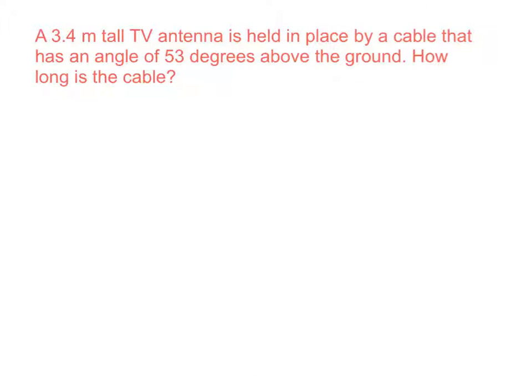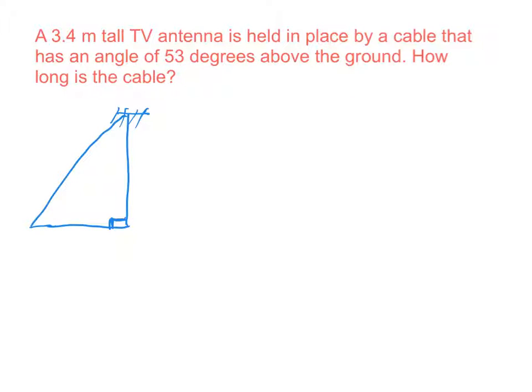Okay, a 3.4 metre tall TV antenna is held in place by a cable that has an angle of 35 degrees above the ground. How long is the cable? Well, again, if we draw a quick diagram, so here's my ground, and here's the cable, and here's the TV antenna. There's my TV antenna, and now there's a cable holding it in place here.